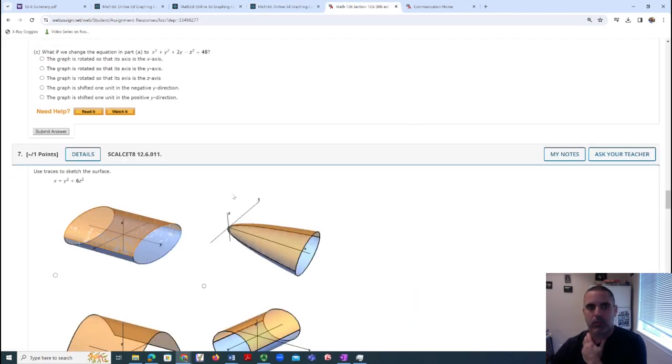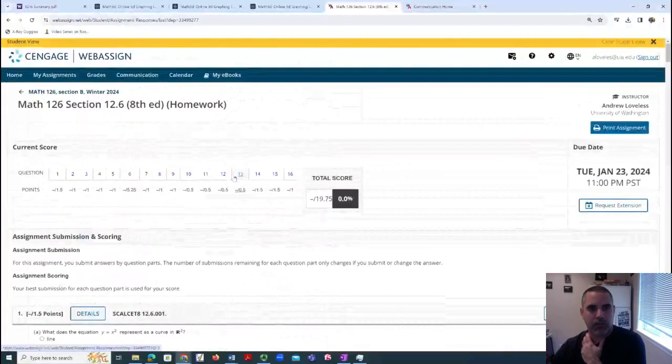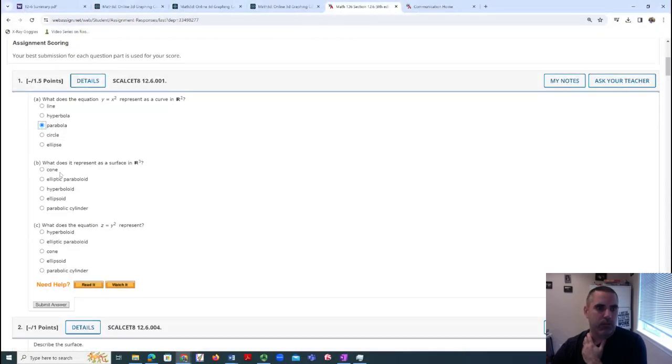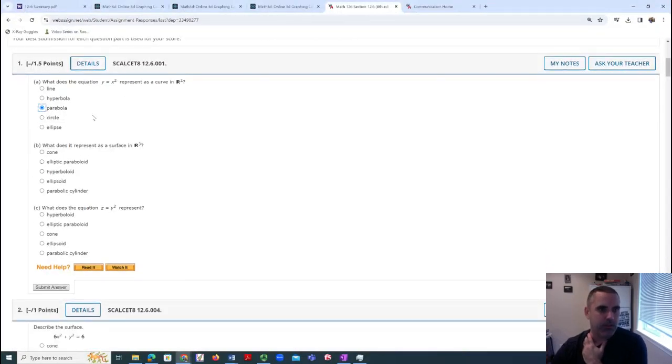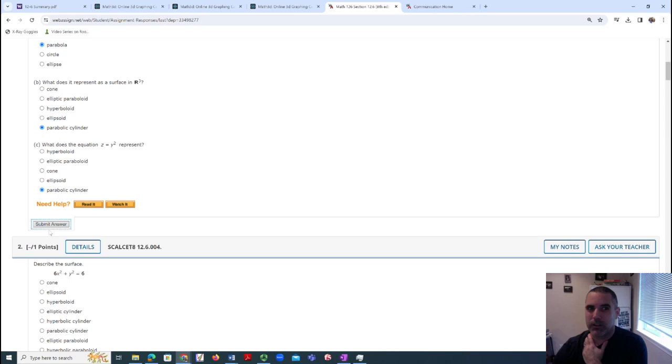So let's take a peek at the homework. Make sure I'm not lying to you. So here's the homework. It's a lot of questions because it's a lot of naming. But some of these are fast. What is this in 2D? This is kind of the review. Parabola. What does it represent in 3D? Okay, you only have 2 variables. One variable is missing. Cylinder. You don't have to read the rest. What does this represent? Cylinder. So again, if one variable is missing, it's a cylinder. So it should be a fast homework.